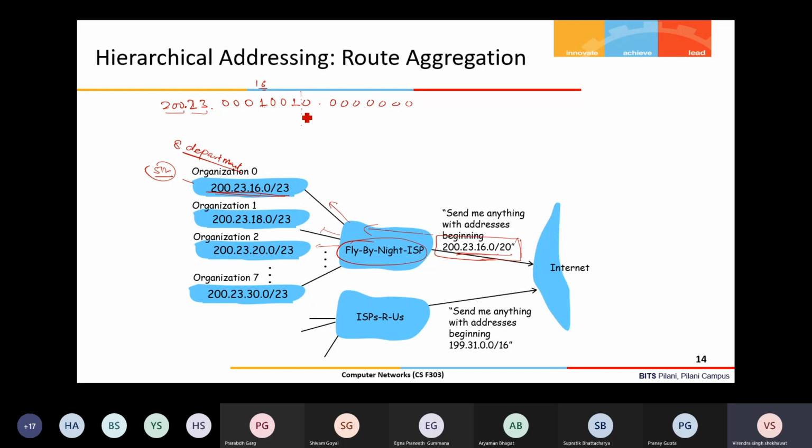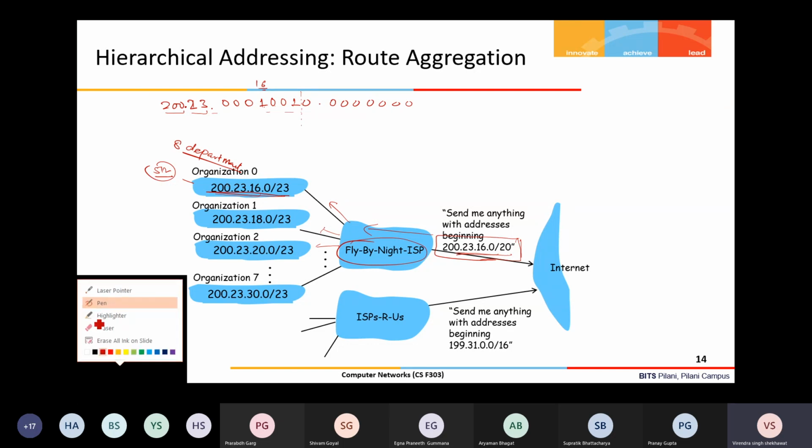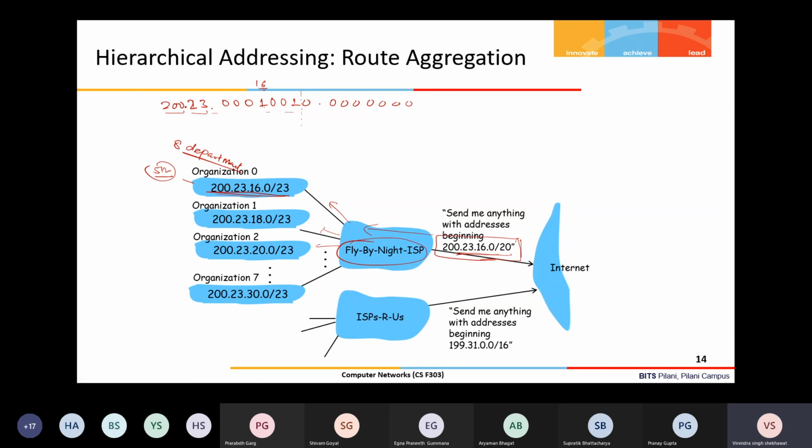This is supposed to be common for all the addresses which are there in this block. Now I am saying that further I have 8 departments. So for every department, I want to create a separate subnetwork. So how many more bits do I require in my network prefix for the departments? 3 more bits. So 23 is already there. So 24, 25, and 26. 3 more bits I will add.